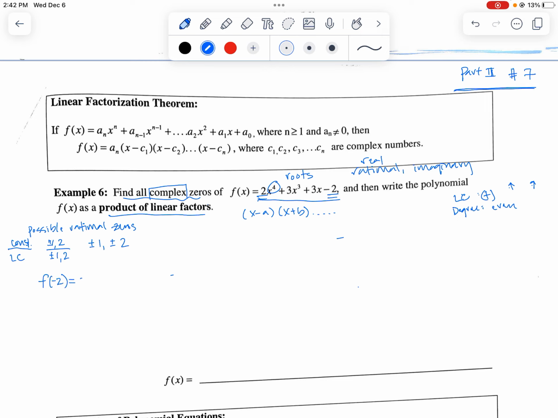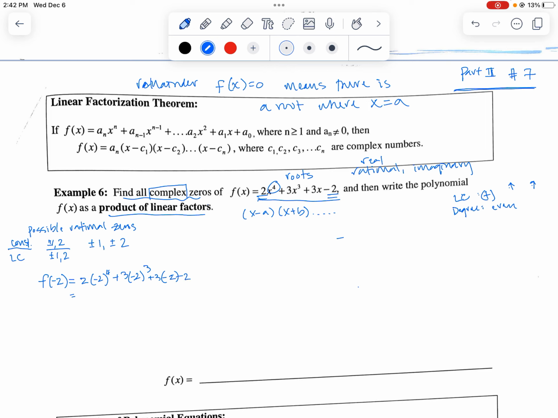Because of our work with the rational zero theorem and the remainder theorem, I know that f of x equals 0 means that there is a root where x equals a. So if I plug in -2 to this function, I've got 2 times -2 to the 4th plus 3 times -2 cubed plus 3 times -2 minus 2.